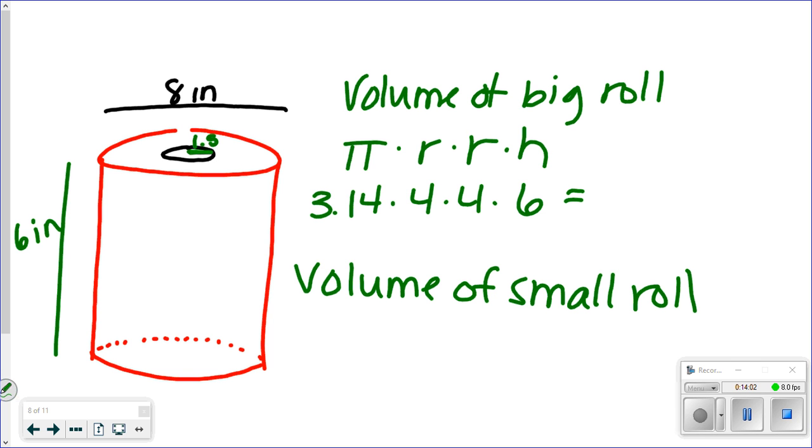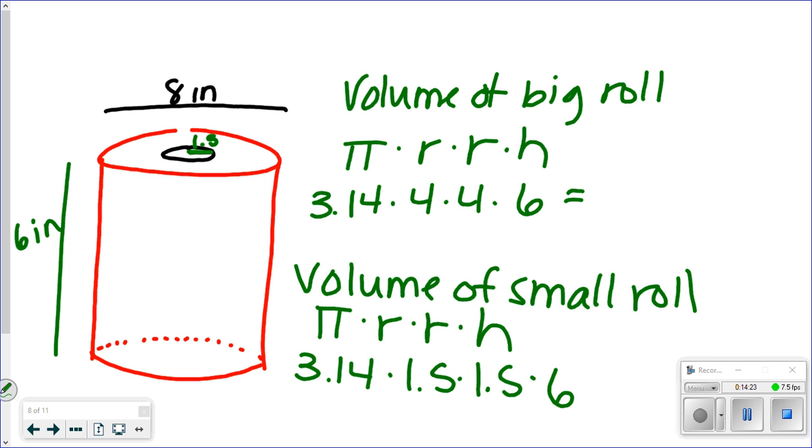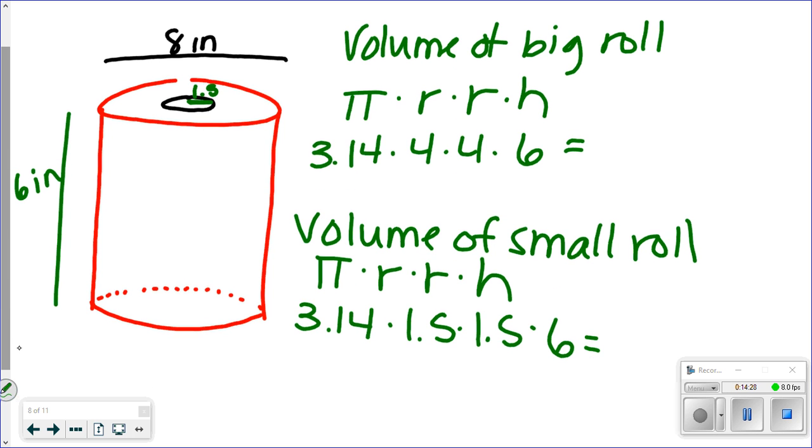That's 1.5, just so you know, for the radius. That's a pretty big toilet paper roll. Okay, once you find the 2, you're going to have to take the big one minus the small one because you're literally taking out that middle tube. It's not there.